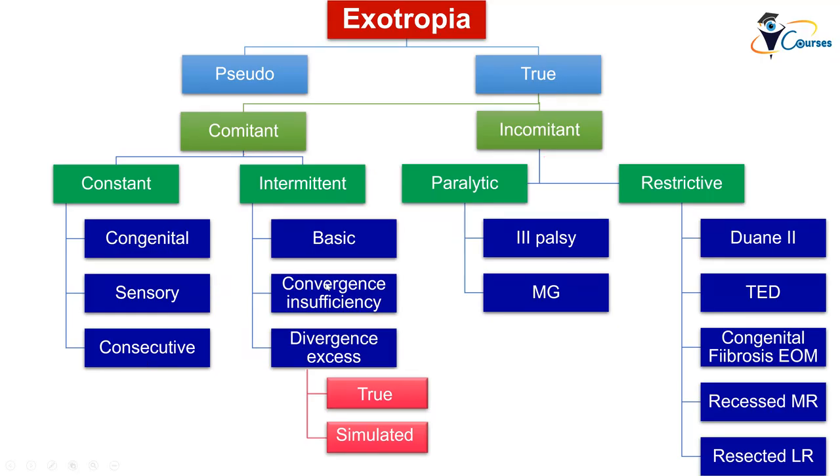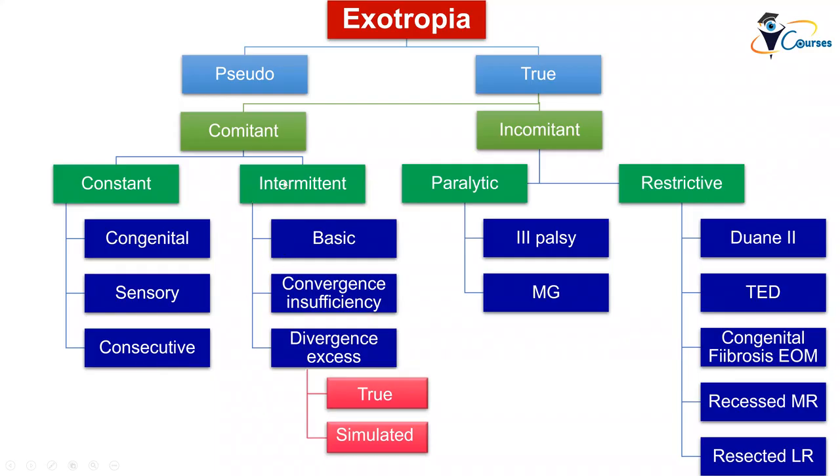Okay, so you're speaking about the exotropia. Again, we said that the exotropia can be classified into pseudo-exotropia and the true exotropia. The pseudo-exotropia can be due to wide interpupillary distance or some facial anomalies. And the true exotropia, which is the more common, can be comitant or incomitant. The comitant is further subclassified into constant and intermittent. The constant, for example, like congenital or sensory or consecutive.